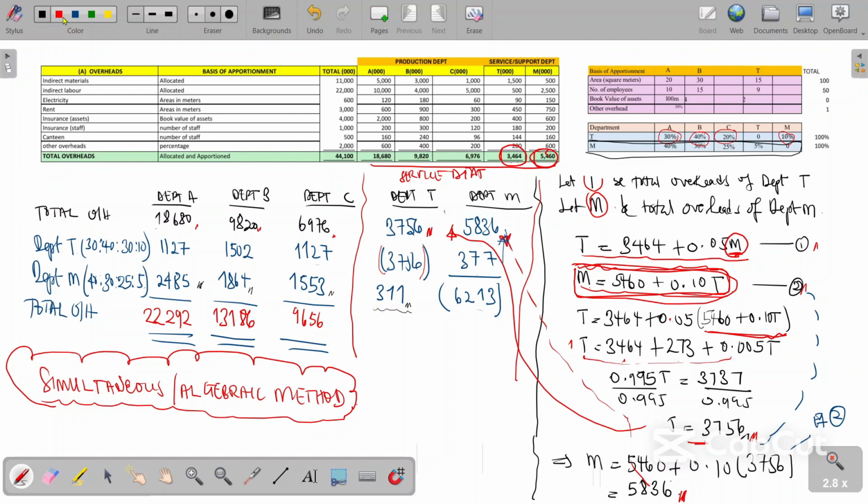Now, this is completely irrelevant, so we only need the total. You don't share this again. So let me state over here that the share of department T is not shared again. So you only total this, this, and this to get the total for department A, B, and C.